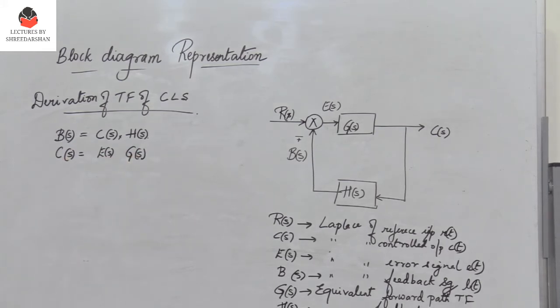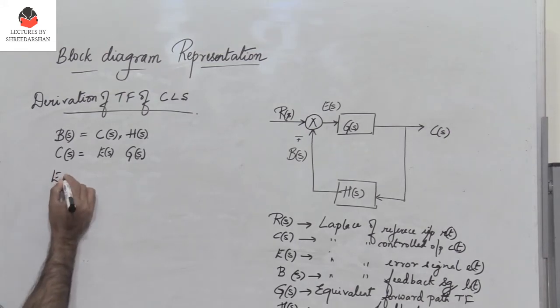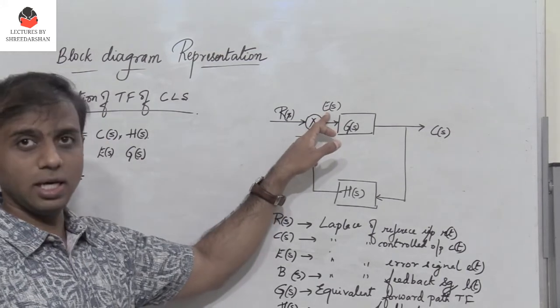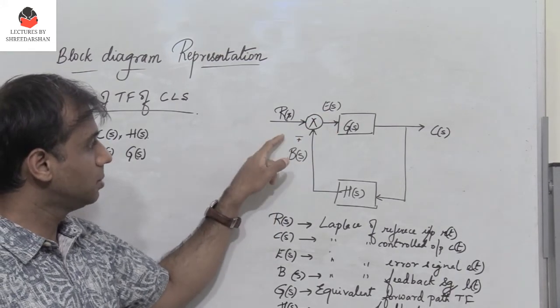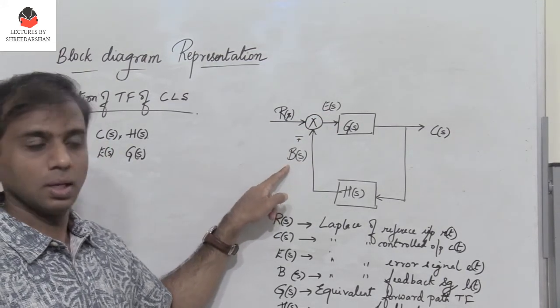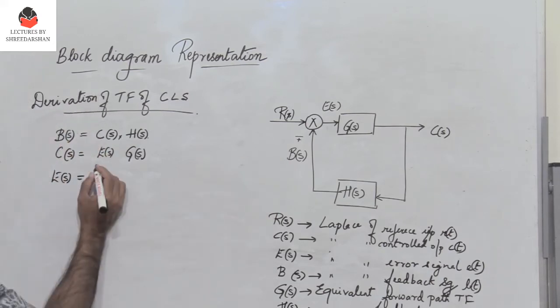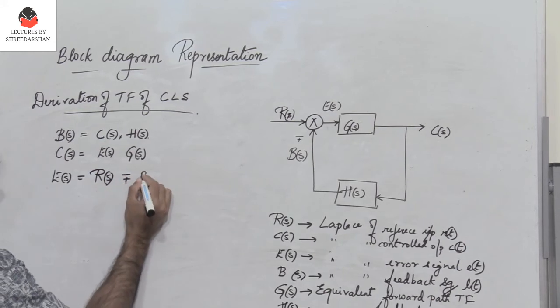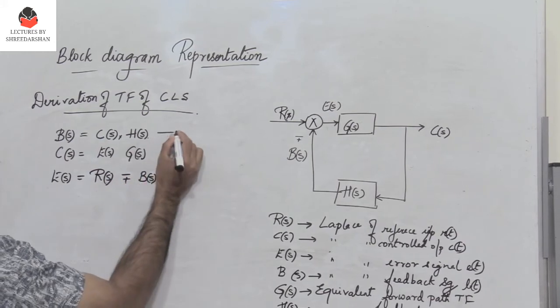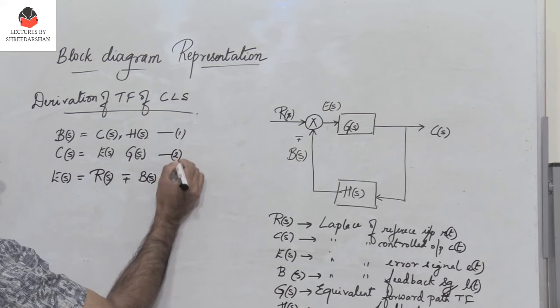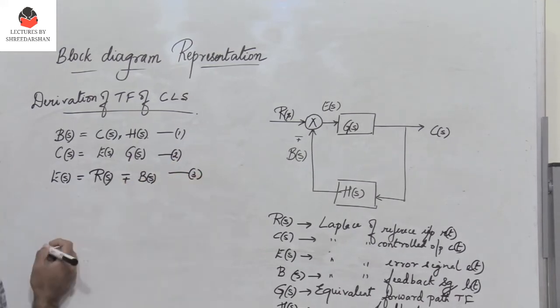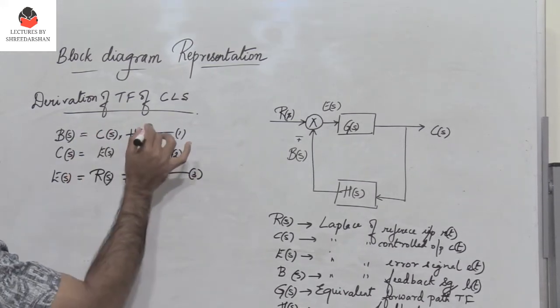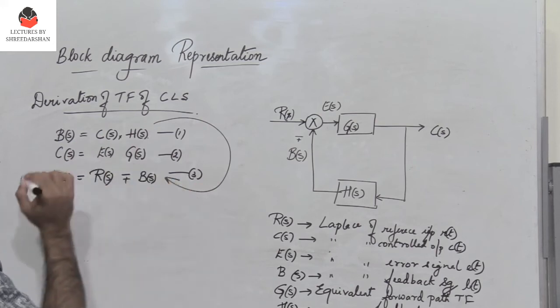And then I have E of S. Now what is E of S? You observe that E of S is the error, which is R of S minus plus B of S. So I have E of S equal to R of S minus plus B of S. So I call these 1, 2 and 3. So let me put 1 in 3 for B of S.